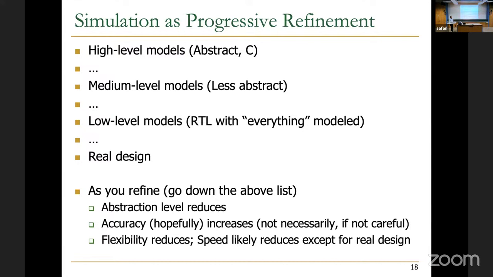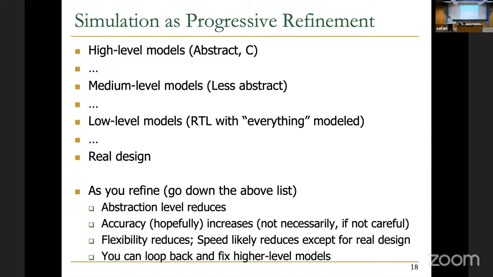And flexibility reduces and speed also likely reduces, except for real design. So when we go to low level models, we have much less flexibility. It's very hard to change a simulator written at the RTL level. And as I said, it's also getting slower, except for real design, where you have your design in a real chip, and it's going to be very fast to test your idea. But you need to spend a lot of time to build that real design and a lot of money. So we want to make sure that we do it whenever it makes sense.